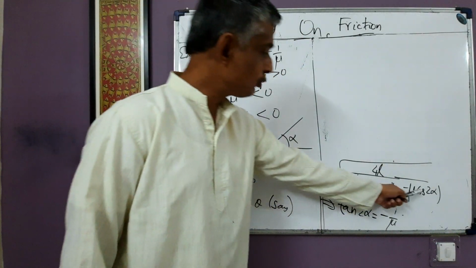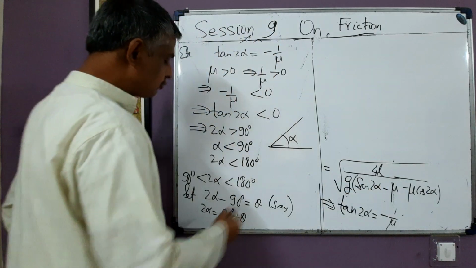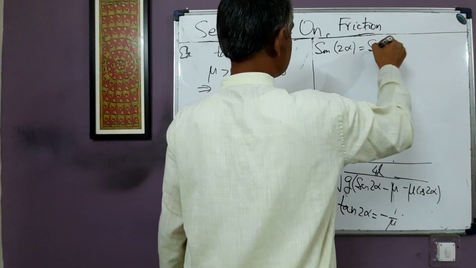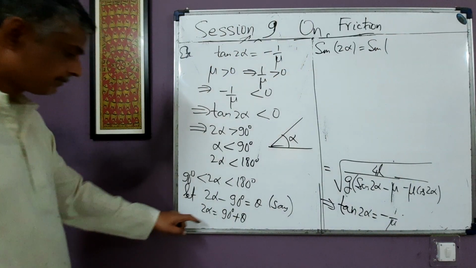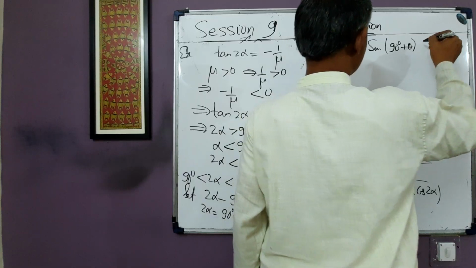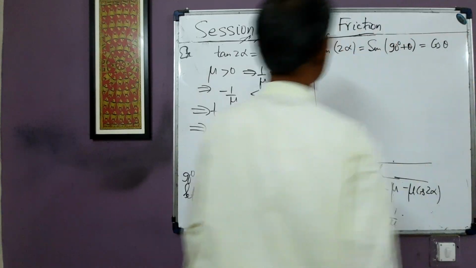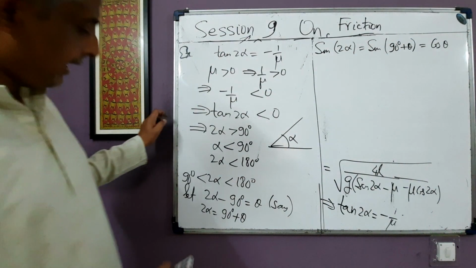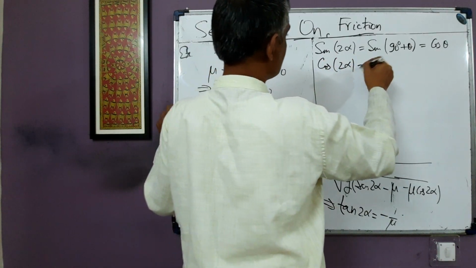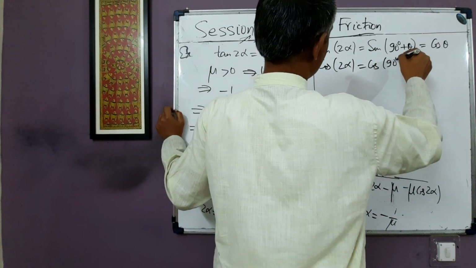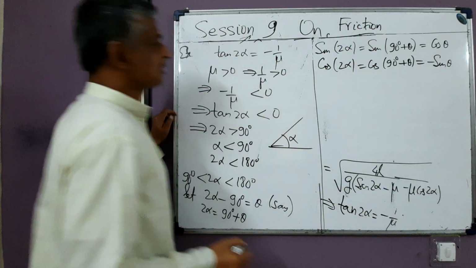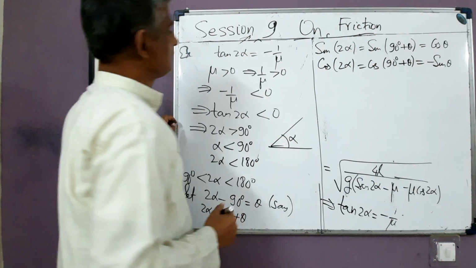We should get sin 2 alpha and cos 2 alpha. So sin 2 alpha is how much? It's the same as sine of 90 degrees plus theta, that is equal to cos theta. And cos 2 alpha is how much? Cos of 90 degrees plus theta, which is simply minus sin theta. But still we have to determine cos theta and sin theta.